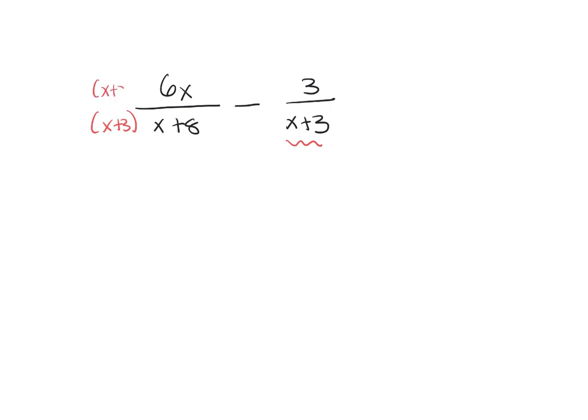All right, and my last example is subtracting, which is basically the same as adding, but it gives us another example to do. So 6 over x plus 8 minus 3 over x plus 3. So common denominator, we're going to take this denominator, x plus 3, and multiply top and bottom here, and then take the x plus 8 and multiply that over here.